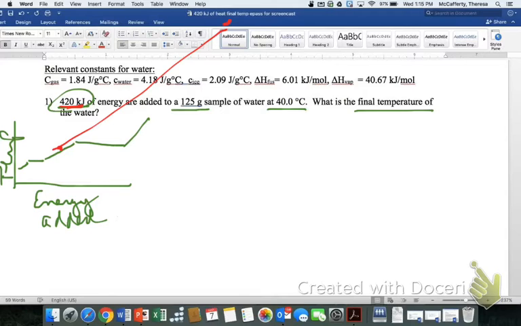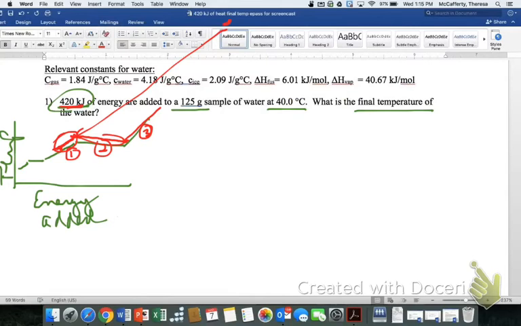Well, that's not going to happen, because all I'm going to do is heat the water up to 100 degrees C, and then what's going to happen? If I add more energy, it's going to boil, and when I'm done boiling it, then it's going to start heating again. So what we have to look at here is how much energy it will take to get to 100 degrees. I think this is our first step. How much energy will it take to boil the 125 grams of water, and then how much will it take to continue to heat, and at what temperature will I run out of energy?